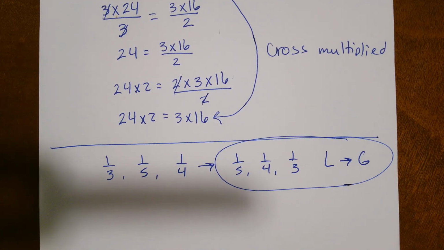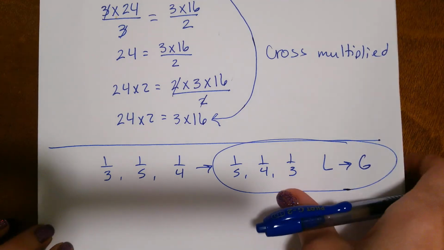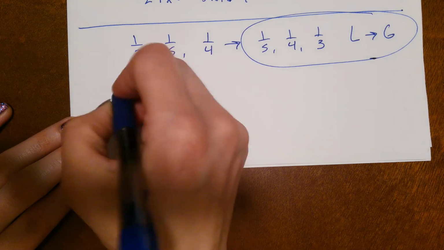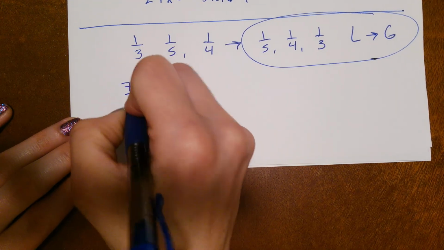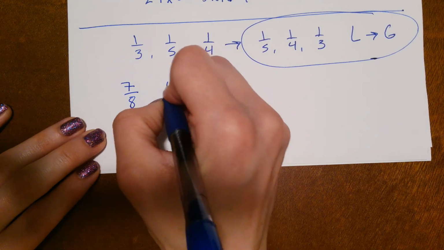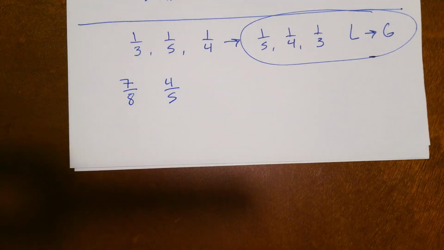But if I have 2/3, 4/5, and 3/4, things get a little hairy. So our cross multiplication trick comes in handy with being able to order or compare them. So I'm going to start with just 2 real quick. Let's do 7/8 and 4/5.